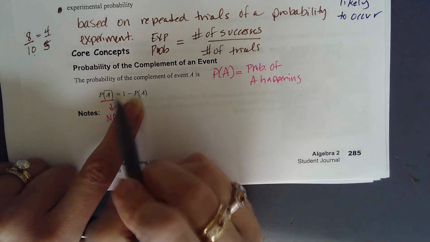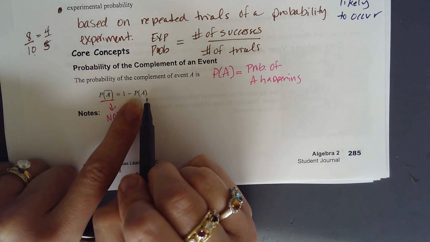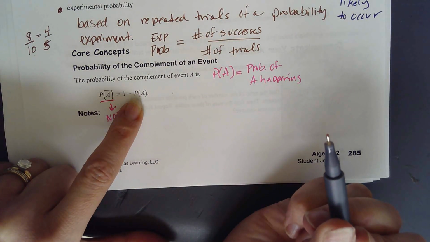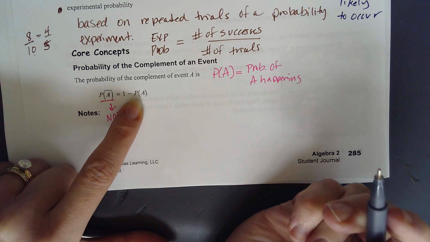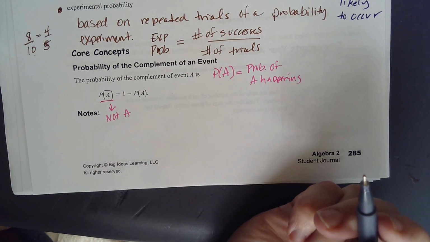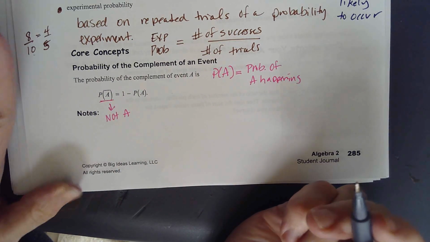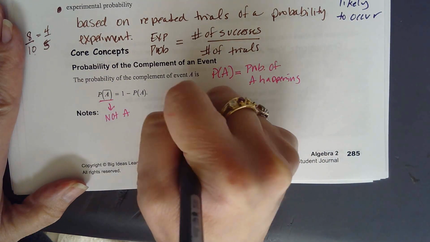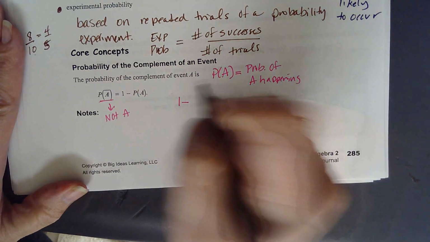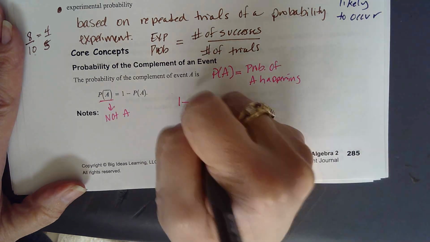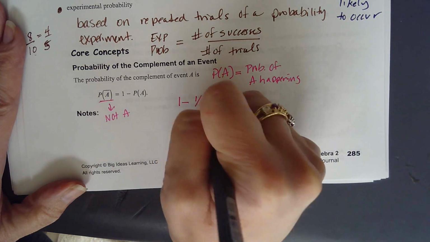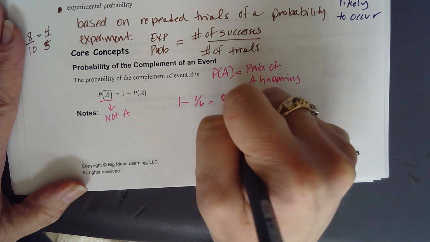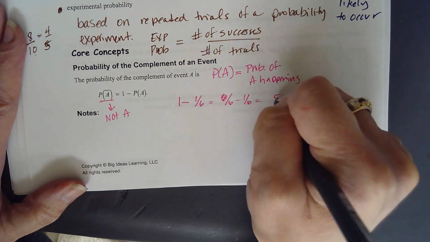So it's kind of like the opposite, or whatever's left over. For example, if I did 1 minus the probability of A. If I knew that the probability of rolling a 4 was 1 out of 6, right? So if I roll a die, it's 1 out of 6. And so the probability of not rolling a 4 would be 1 minus 1/6. Or in other words, 6/6 minus 1/6 would be 5/6.